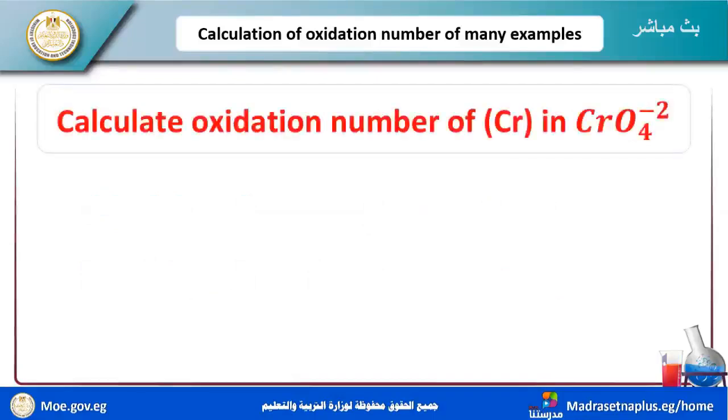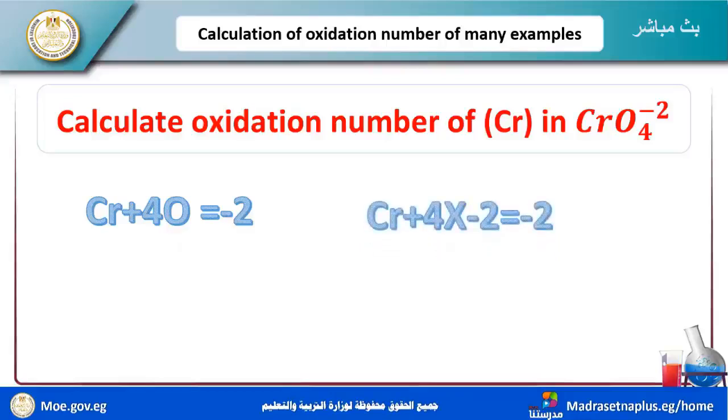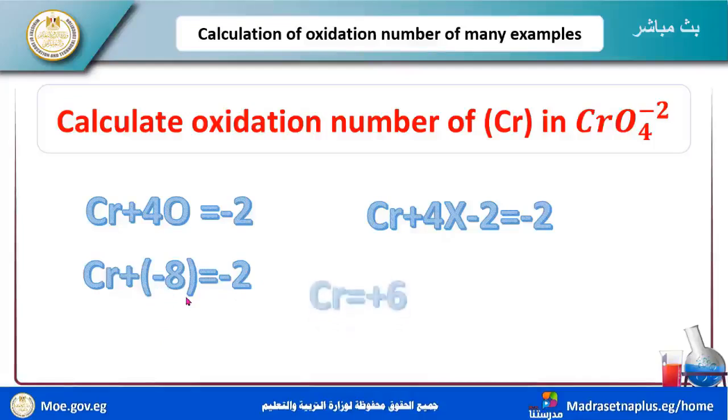We have another example for chromium in the chromate anion. The same way, Cr plus 4O equals -2. Cr plus 4 times -2 equals -2. Cr plus -8 equals -2, with the brackets. Okay, chromium equals +6. Chromium is a transition element, equal to +6.